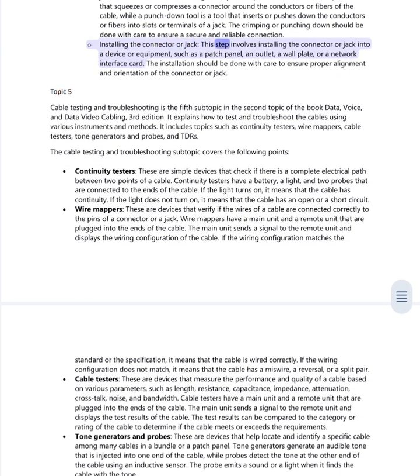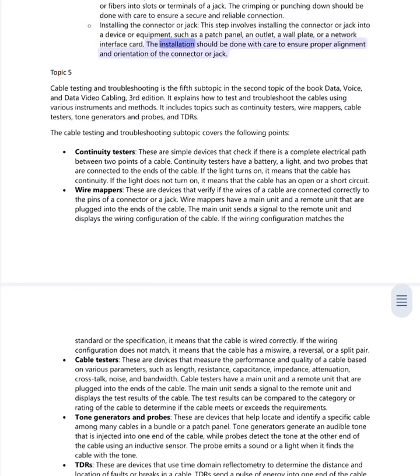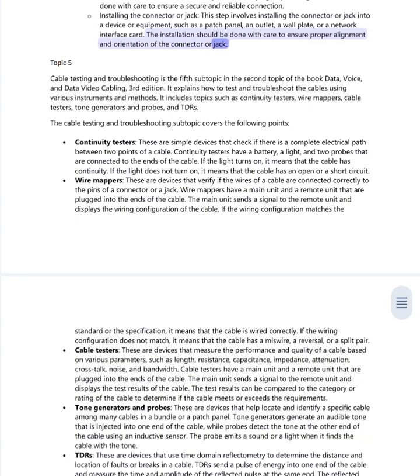Installing the connector or jack. This step involves installing the connector or jack into a device or equipment such as a patch panel, an outlet, a wall plate, or a network interface card. The installation should be done with care to ensure proper alignment and orientation of the connector or jack.